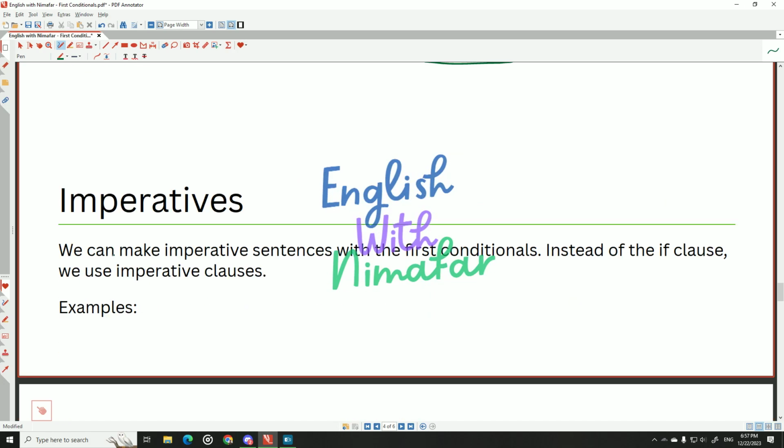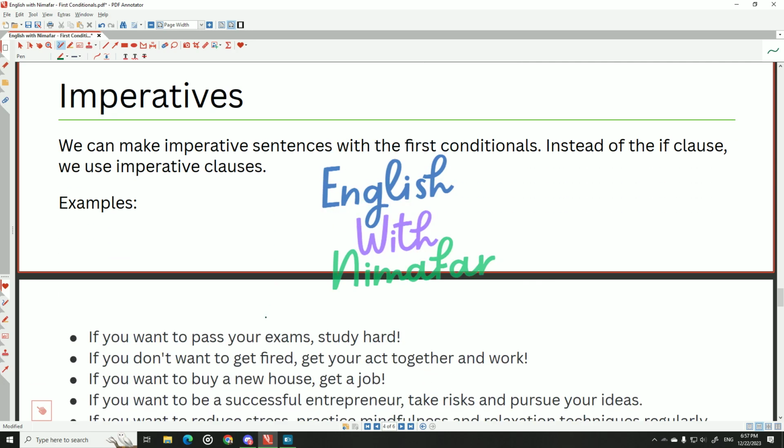Imperative. Imperative means to order, to command. We can make it with first conditional. Instead of the if clause, we have an imperative clause. Imperative clause means without subject. For example, you do your homework. Remove you. Do your homework. That's imperative. If you want to pass your exams, study hard. If you don't want to get fired, get your act together.